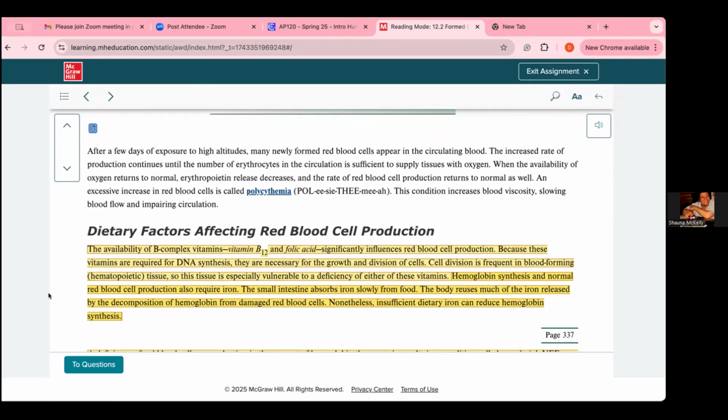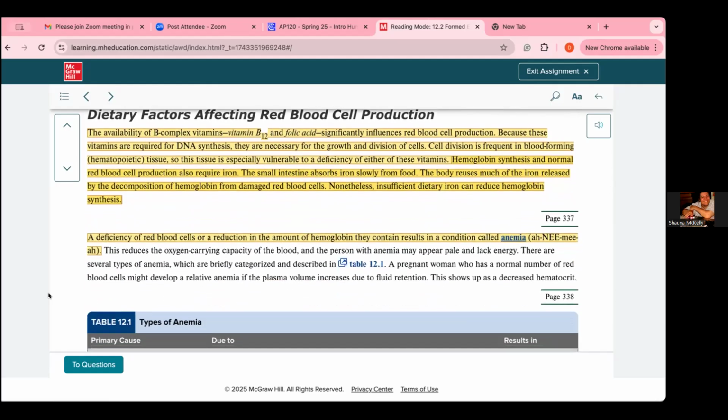An excessive increase in red blood cells is polycythemia. This condition increases blood viscosity, slowing blood flow and impairing circulation. The availability of B complex vitamins significantly influences blood cell production. The small intestines, okay, we read that. Scroll up past the yellow paragraph.